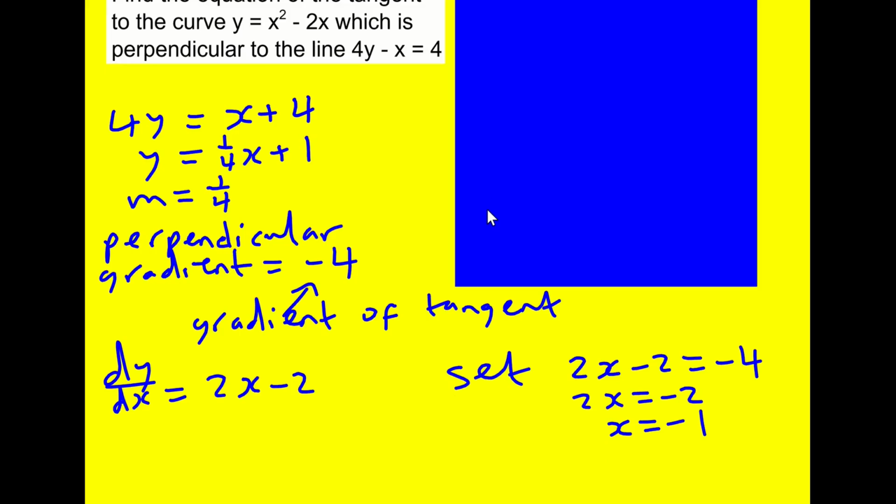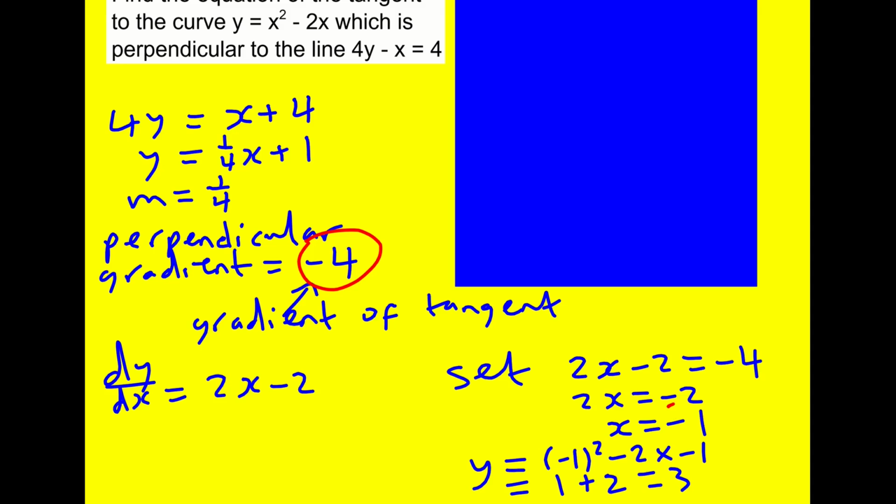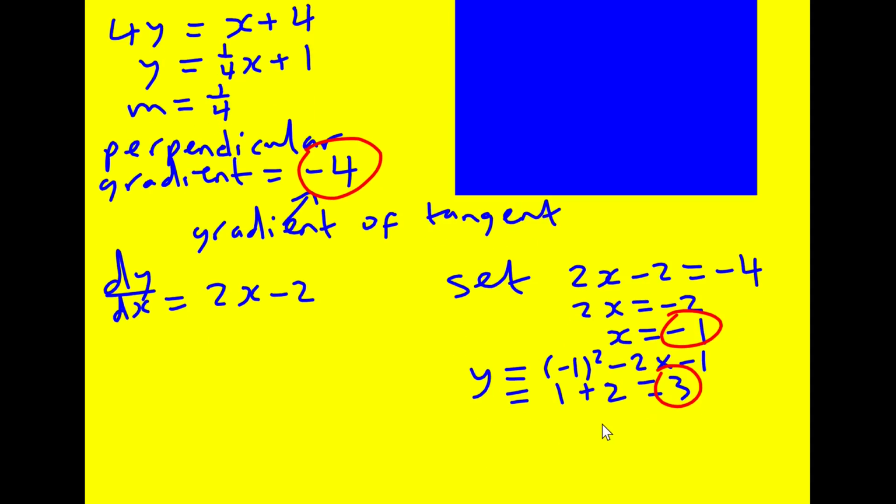Okay, and then I just need the y value. I can substitute that in. It's going to be -1 squared minus 2 times -1, which is 1 plus 2, which is 3. And I've got the key information. I've now got the gradient of the tangent. I've got the x value that it's going through and the y value it's going through. I've got everything I need.